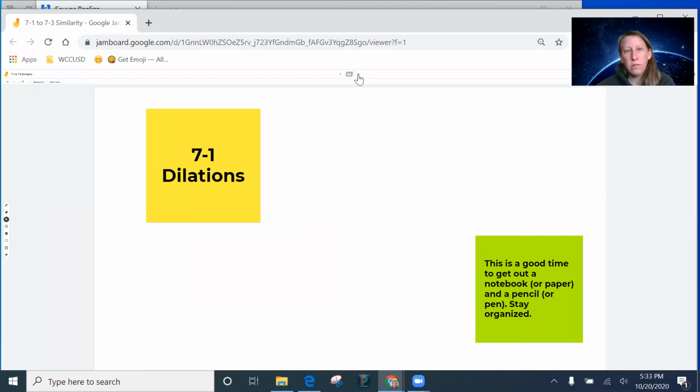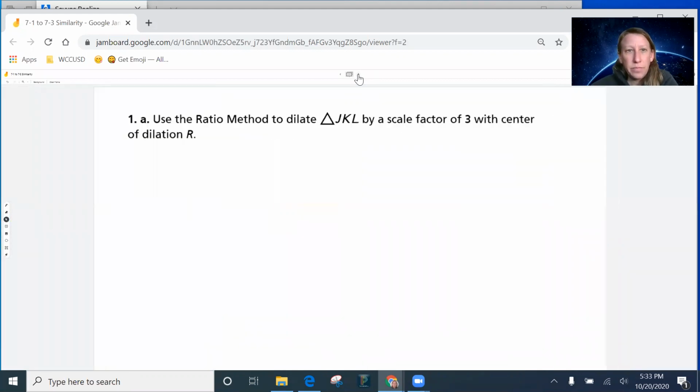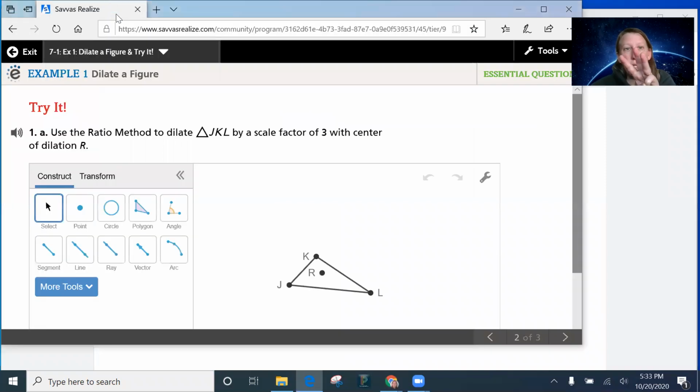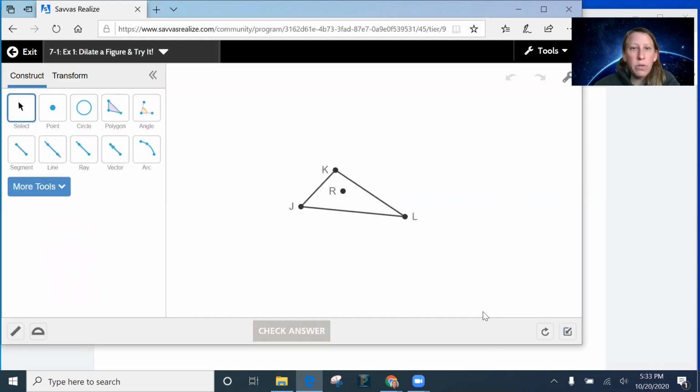So to start this concept, we want to think of a dilation. I'm going to jump over here, and there are 4 types of transformations. There's reflections, translations, and rotations that we talked about, and those keep the shape the same. Today, we're going to talk about making the shape bigger or smaller. Those are dilations.